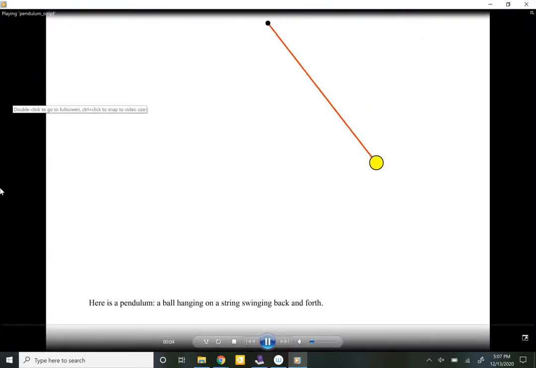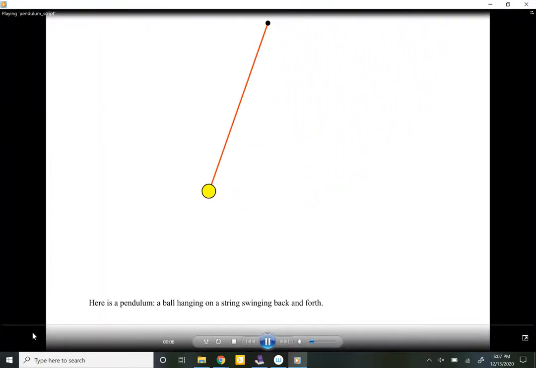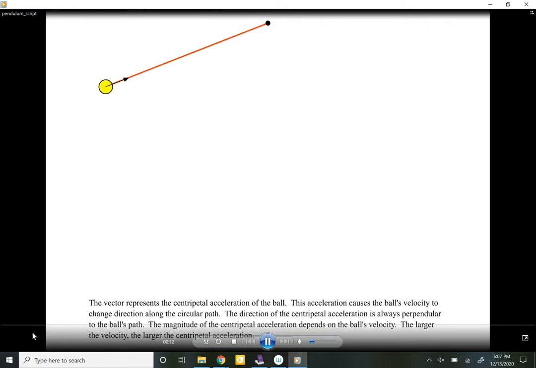Here is a pendulum, a ball hanging on a string, swinging back and forth. The vector represents the centripetal acceleration of the ball. This acceleration causes the ball's velocity to change direction along the circular path.